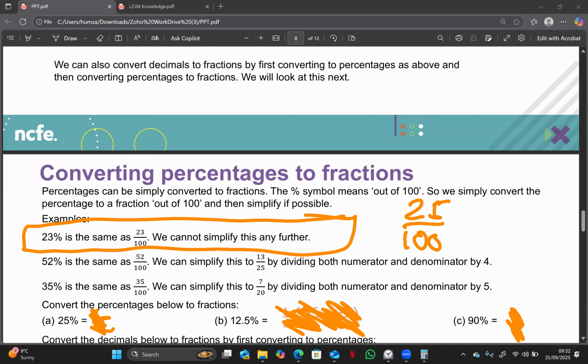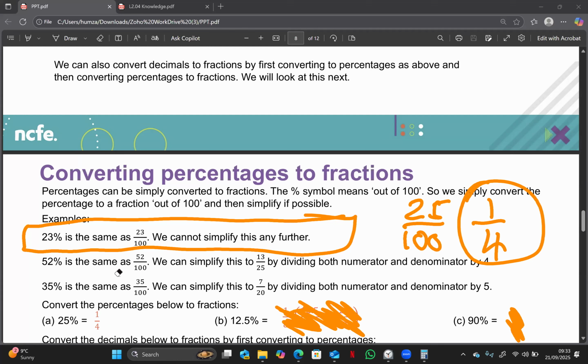Can we divide these two numbers by the same number? Yes. By what? By 4? No, by 25. So what's 25 divided by 25? 25 divided by 25 is 1. And what's 100 divided by 25? 4. So 1 over 4. So the answer is 1 over 4. This is the simplified version, okay? So 1 over 4.